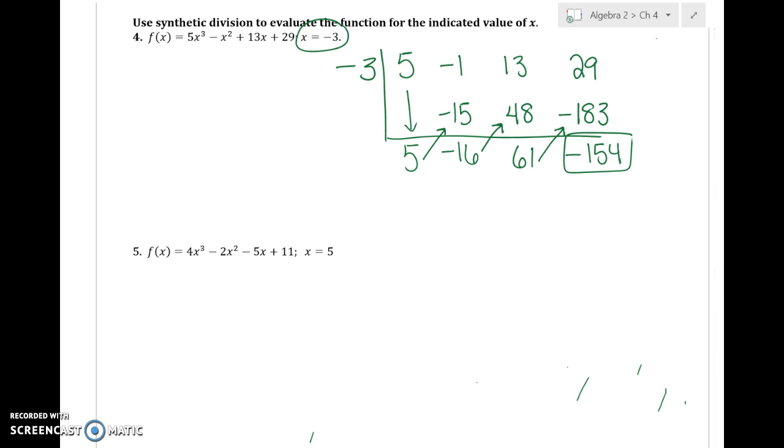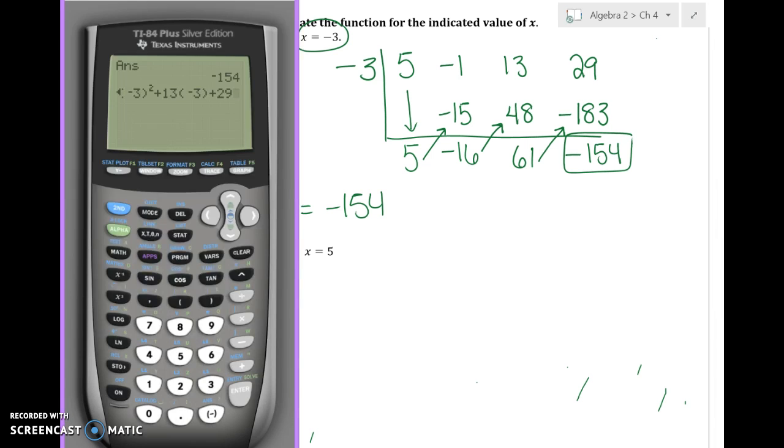The remainder of the synthetic division, when you're using it for evaluation, the remainder is your answer. So the function f, when we plug negative 3 into it, we get an answer of negative 154. Okay, here in the calculator, I plugged in this exact polynomial with parentheses around everywhere that there's an x, sticking a negative 3 in there, and the calculator tells me the answer should be negative 154. I entered something wrong.